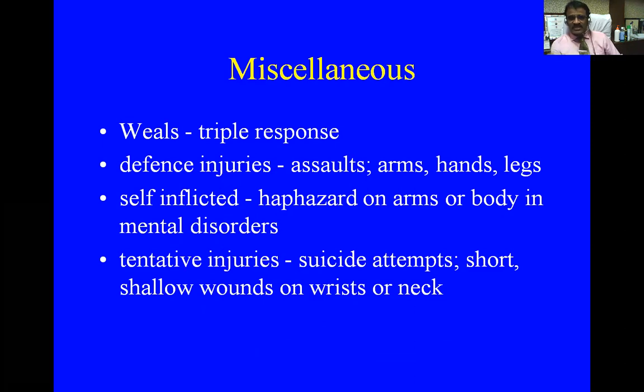It's called a triple response. Or defense injuries of assault, which are present on the arms, hands, and legs. Or self-inflicted injuries, which are haphazardly present on the arms and body in persons with mental disorder. Or tentative injuries, also called hesitation marks, which are seen in suicide attempts as short, shallow wounds on the wrist or on the neck.